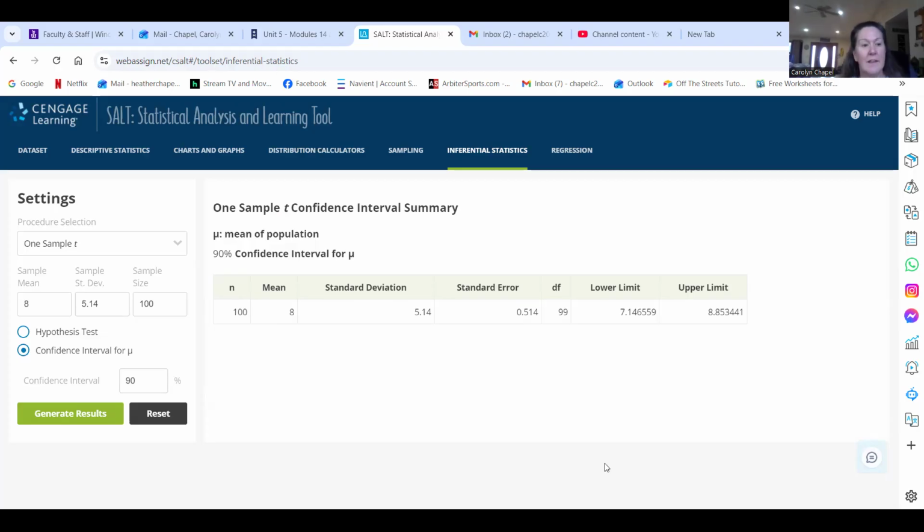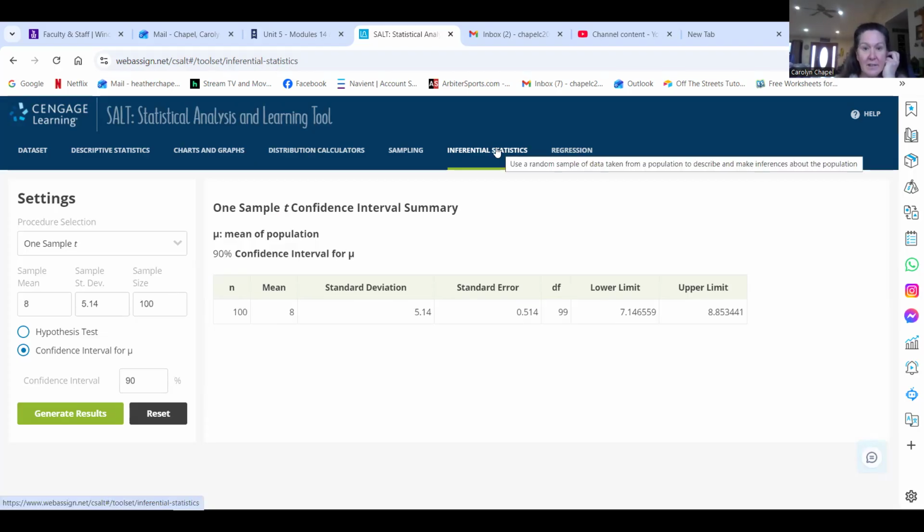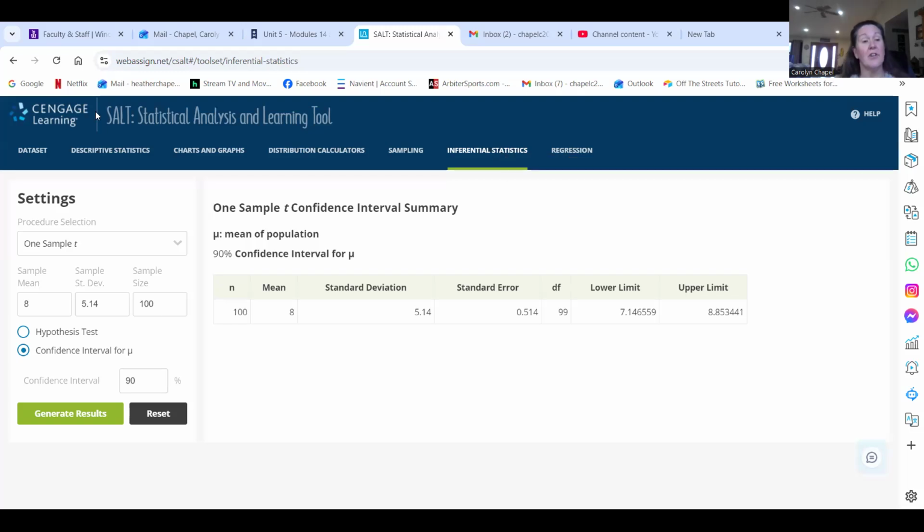All right. So again, we went to inferential statistics using SALT, which is a Cengage Learning product. We're using the one sample T because this uses the T curve for basically one sample. We only took one sample. We have a sample mean of 8, our standard deviation, our sample size. We clicked confidence intervals for our mean, then put in the confidence level we wanted, and hit the green button to generate results. We could reset it and start all over if we wanted to. But we'll go back to our notes to get one more example.